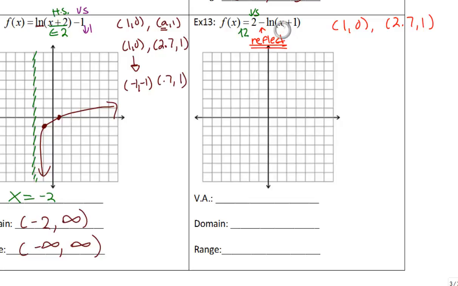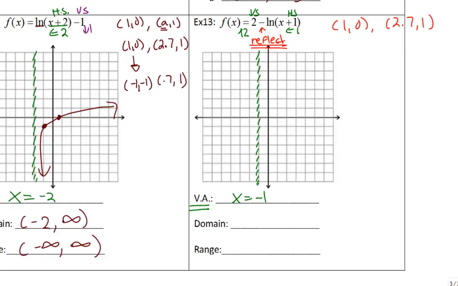And then I have a number in here with x. My numbers with x are always determining my horizontal shifts. It's opposite what that says, so I need to go left 1. So I have a vertical shift of up 2 and a horizontal shift of left 1. Remember, your horizontal shift determines your new vertical asymptote, so this is going to be at x equals left 1, makes it negative 1. Let's go ahead and draw in that vertical asymptote before we do anything else.